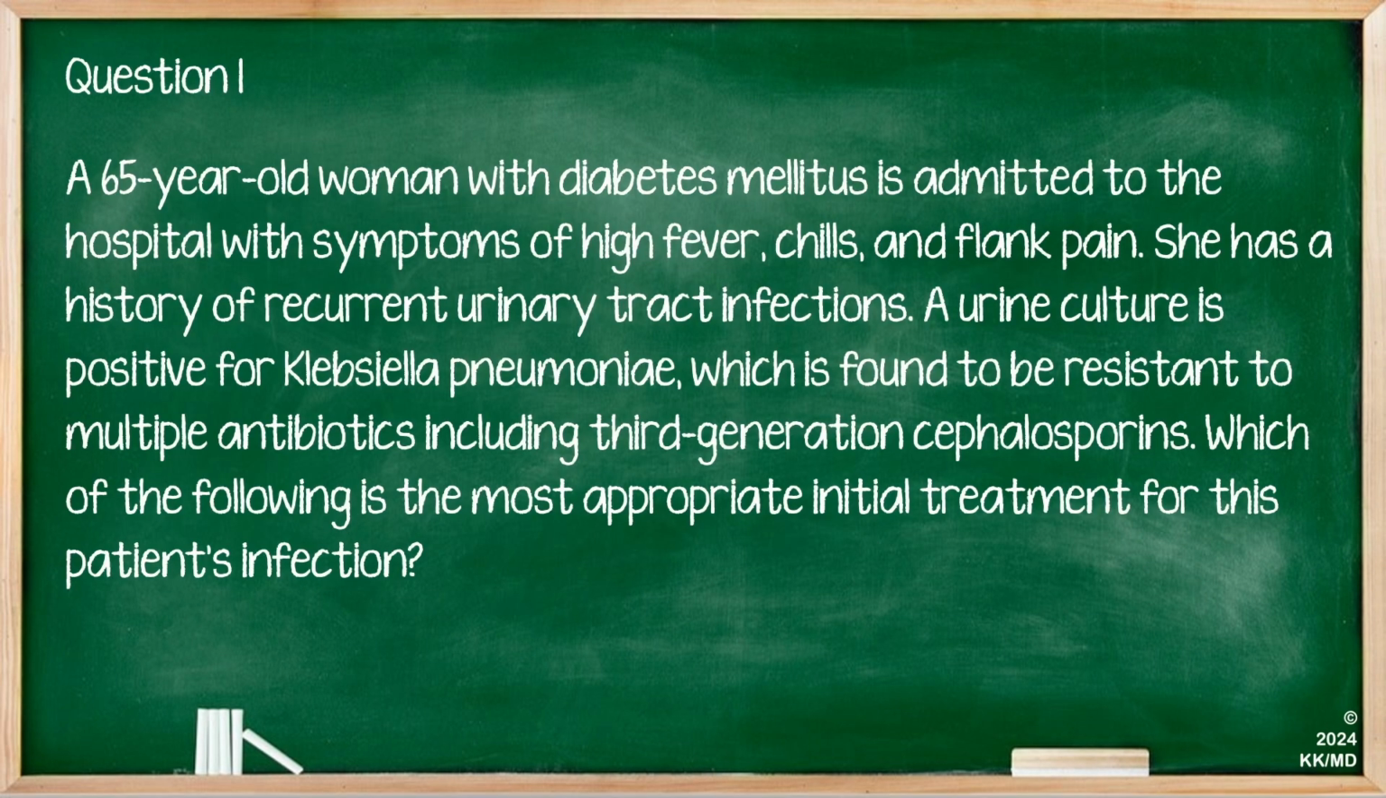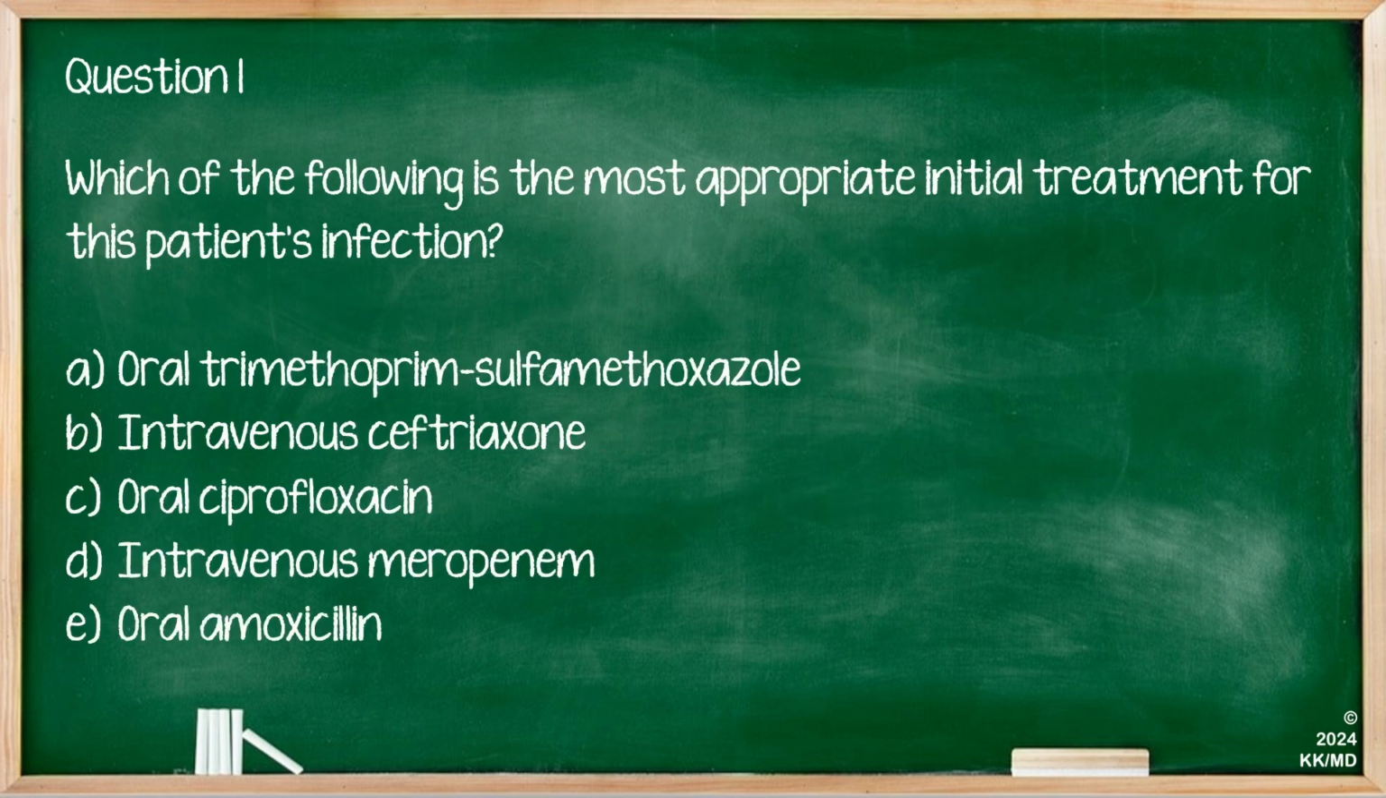Let's do some questions. A 65-year-old woman with diabetes mellitus is admitted to the hospital with symptoms of high fever, chills, and flank pain. She has a history of recurrent urinary tract infections. A urine culture is positive for Klebsiella pneumoniae, which is found to be resistant to multiple antibiotics, including third-generation cephalosporins. Which of the following is the most appropriate initial treatment for this patient's infection? A. Oral trimethoprim sulfamethoxazole. B. Intravenous ceftriaxone. C. Oral ciprofloxacin. D. Intravenous meropenem. E. Oral amoxicillin.